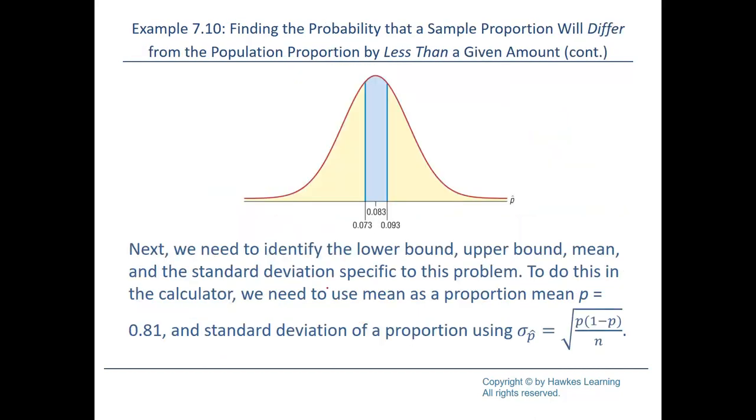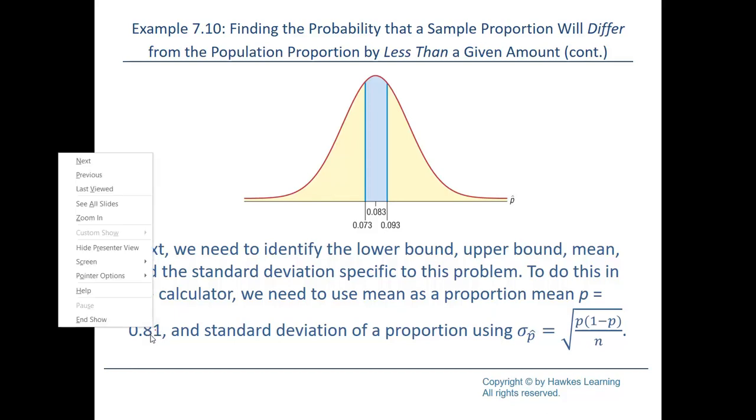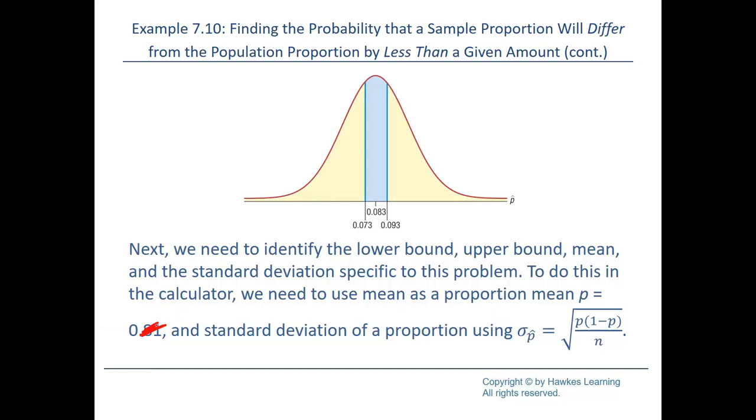Again, next we need to identify that lower bound and upper bound, your mean and your standard deviation specific to this problem. And once you've got that done, you're going to use your calculator to do the rest of the problem. As we're doing these problems, we do notice that in our case here, and I have a typo, our P itself is going to be 0.083. That is our population proportion that was given to us in the problem.